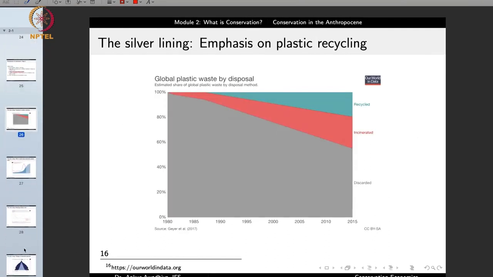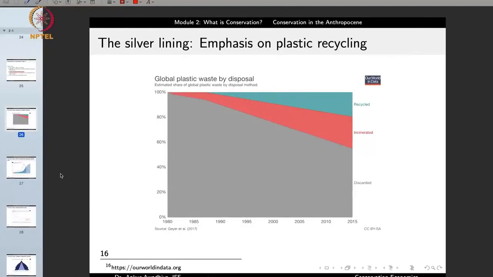Now, not everything is going that bad, because we can also see a number of silver linings. There is a more and more greater emphasis on recycling of resources, recycling of things like plastic. And if we see the percentage of plastic that was recycled in the 1980s, there was hardly any. But today we can see that almost 20% of the plastics is getting recycled. Now, of course, the amount of production has also gone up. So if we look at the amount of waste that we were generating in the 1980s, that was nothing compared to the amount of waste that we are generating now. But at least now there is an emphasis to recycle things.